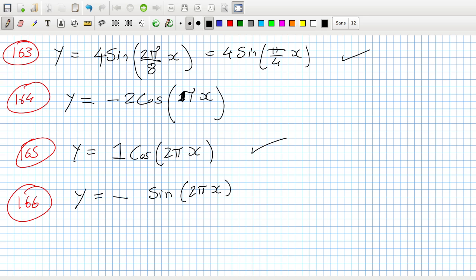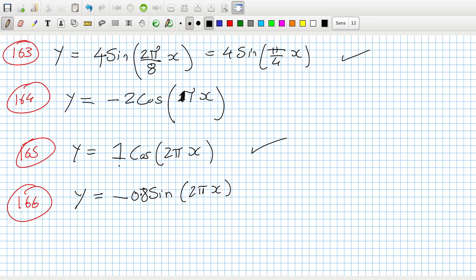Just guesstimate it. 0.8. Can't quite tell on my printout. 0.8 is what I'm going to go with. Can't tell at all. Okay.